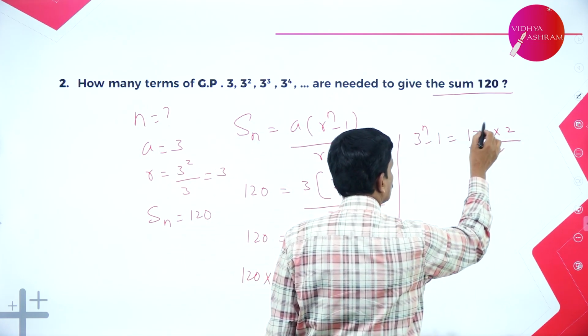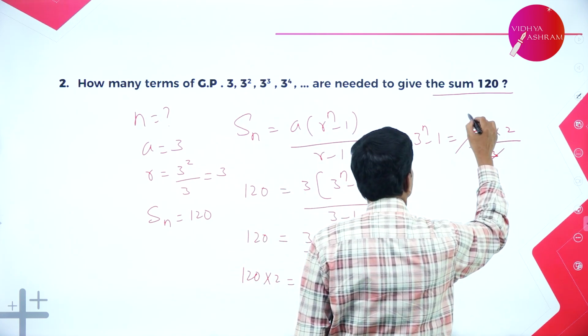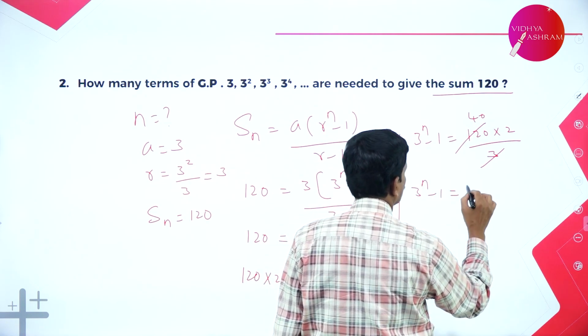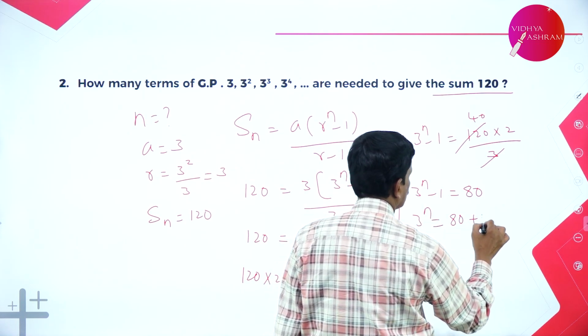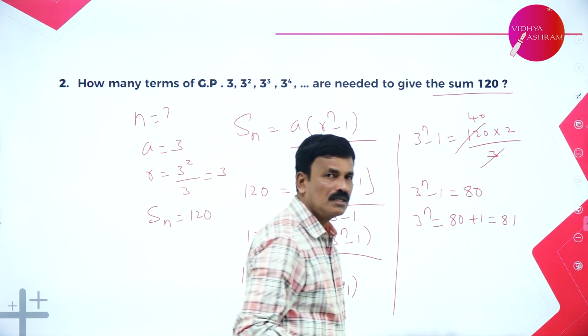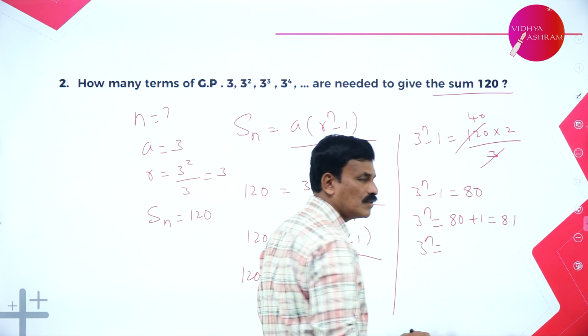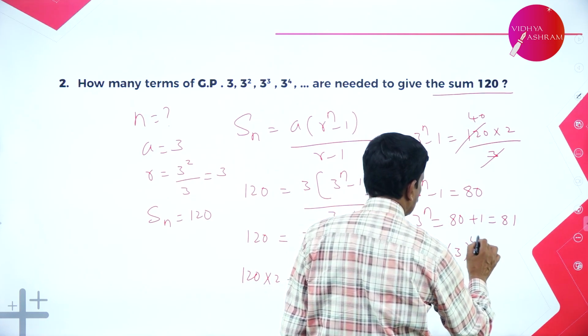So divide it. How many times? This can be written as 3 4s are 12, so 40. So 3 to the power of n minus 1 is equal to 40 into 2, which is 80. Or 3 to the power of n is equal to 80 plus 1, which is equal to 81. So 81 can also be written as 3 to the power of 4.